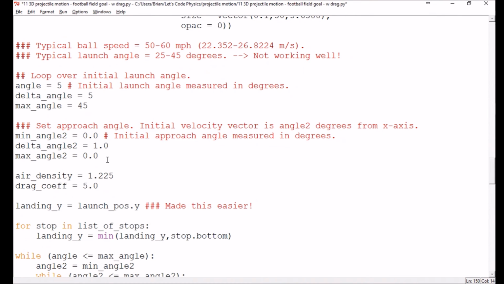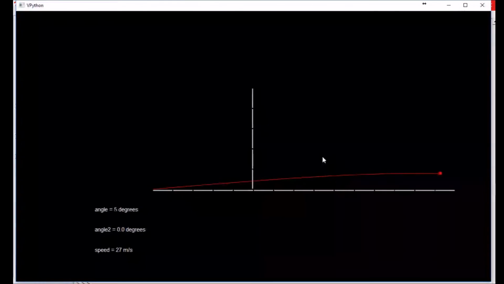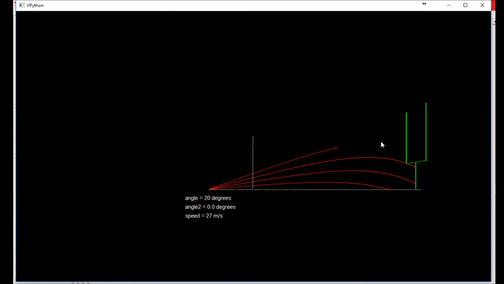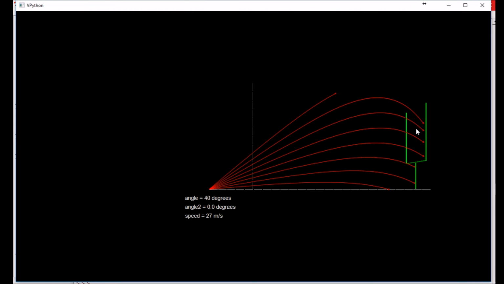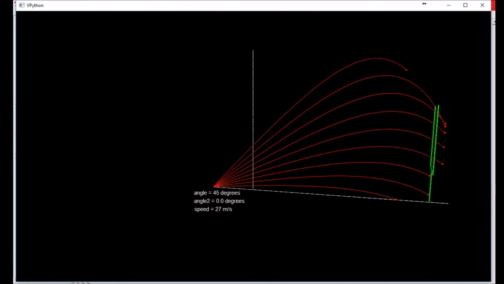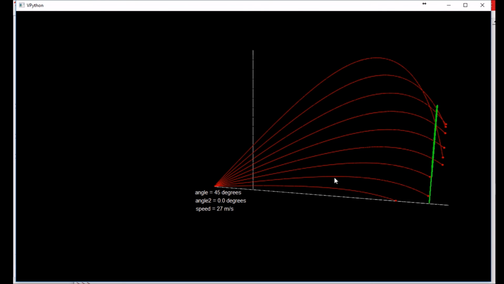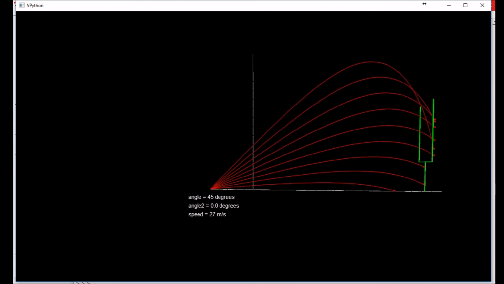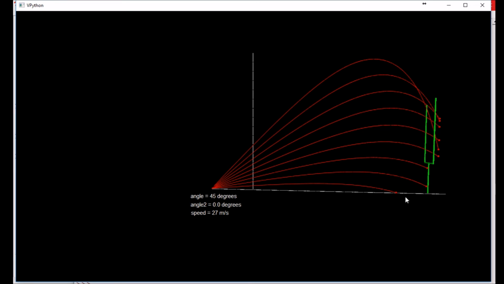So let's see if we can get one where half of them make it in and half of them don't. Okay, so here we get some of them to make it. Oh, that last one, is that one gonna make it? Okay, that one made it. Oh, we actually stopped a little too soon there at 45. So here, remember previously these were making it in and these were not. So this is a little bit more realistic.